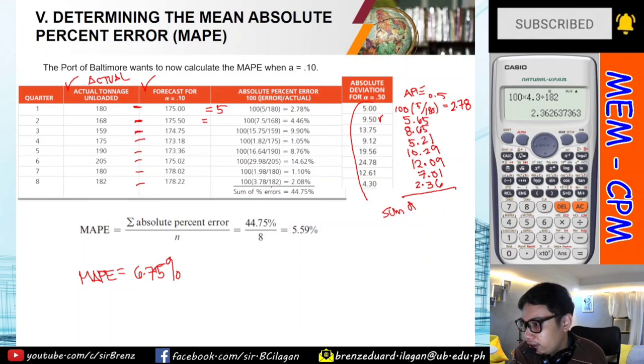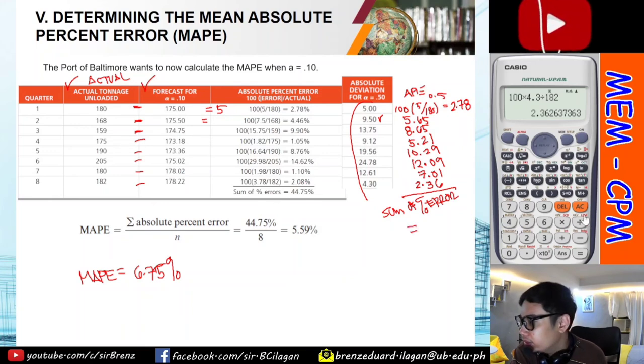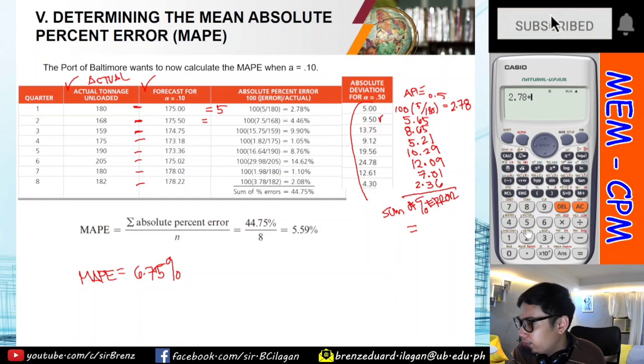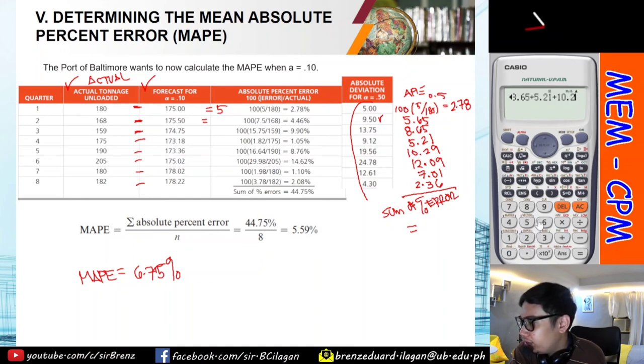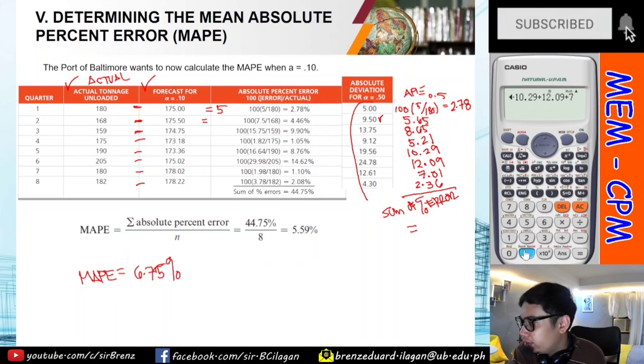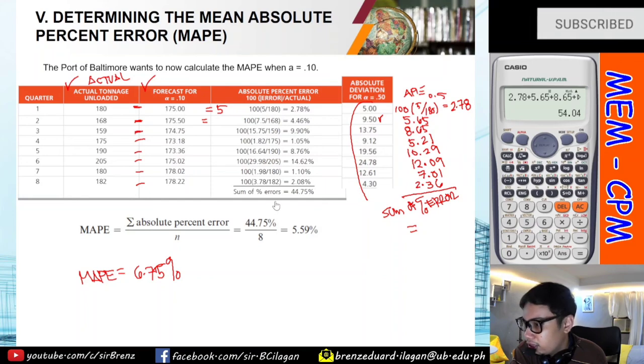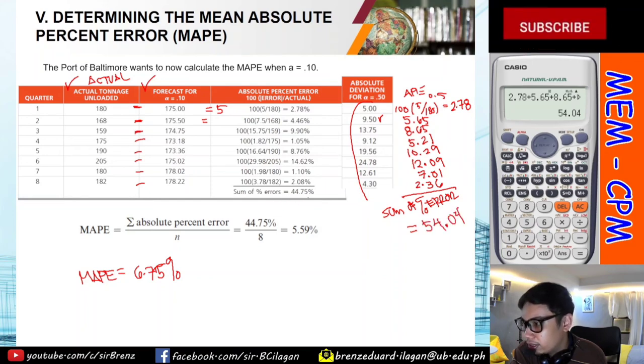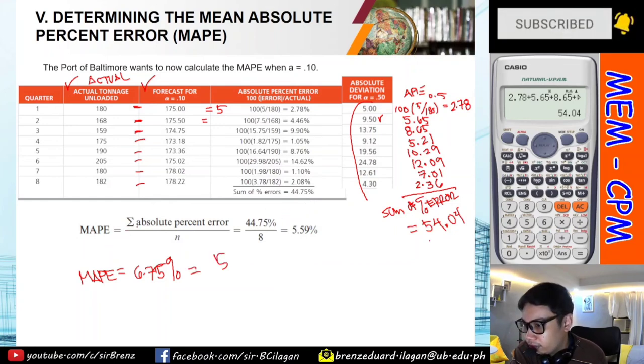So the sum of percent error, so equal siya sa, check natin, 2.78 plus 5.65 plus 8.65 plus 5.21 and plus 10.29 plus 12.09 plus 7.01 then plus 2.36. So that is 54.04. So divided by 8. So 54.04% divided by 8.